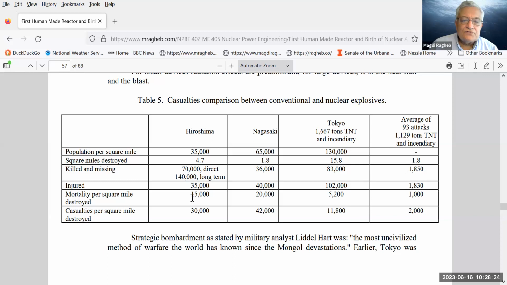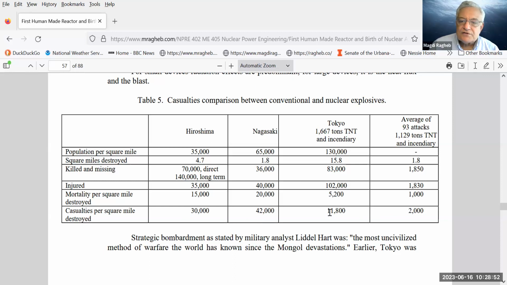The mortality per square mile, though, as you could see here, is much larger in nuclear devices, 15,000 victims per square mile. Nagasaki, 20,000. Tokyo, the fire bombing was only 5,000 in that case. So conventional weapons can cause less damage than nuclear devices, but nevertheless, they are usable in war.